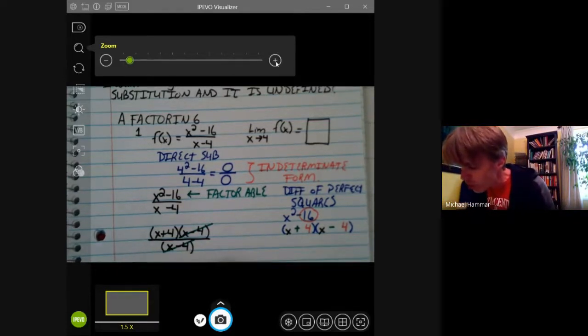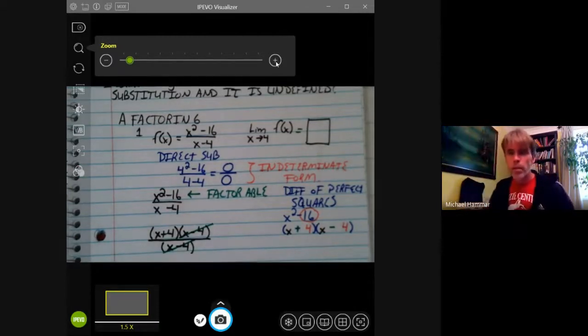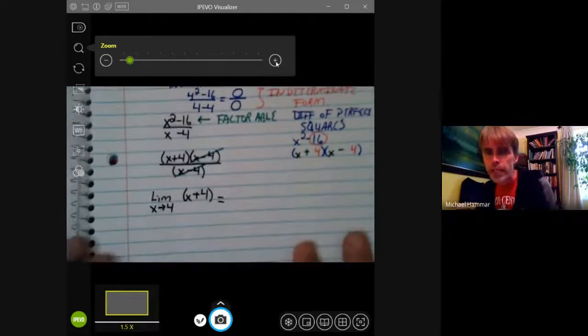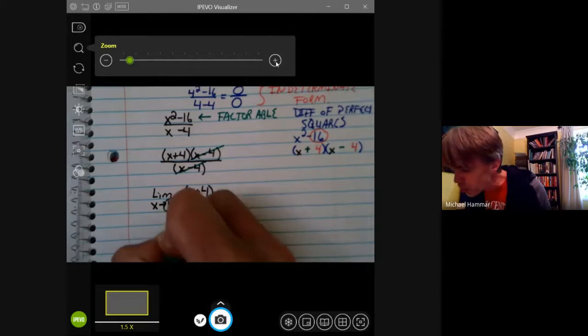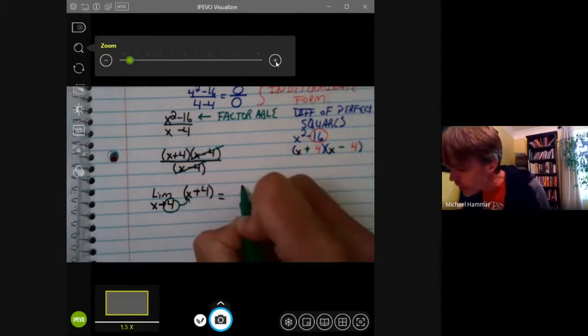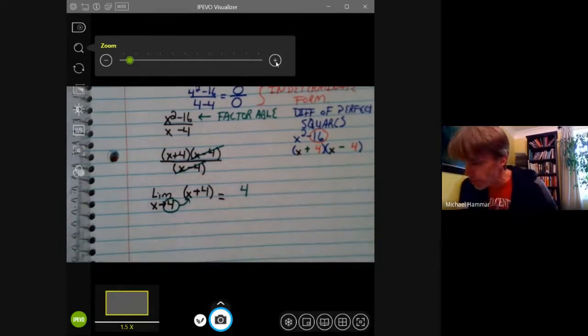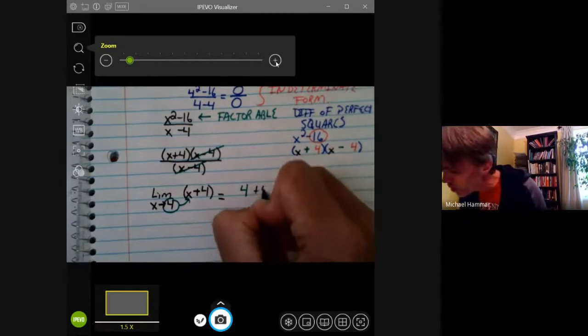So now, what if I asked you to find the limit as x approaches 4 of this reduced function? Okay, so what if I asked you to find the limit as x approaches 4 of the reduced function with the x minus 4's canceled out? Well, do direct substitution now. So what you have is 4 plus 4.